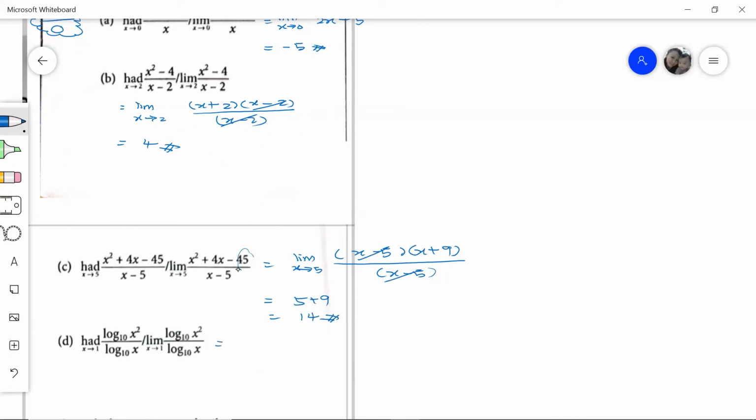Now, this one, as x approaches 1, if we substitute into the log base 10 of x, we will get 0. So we got to do the factorization. All right, and we apply the law of logarithm. So 2 log base 10 of x over log base 10 of x, and then you simplify. So the answer is 2. There is no x for us to substitute. So that's it. The answer is 2. So that's the answer for question number 1 and number 2.